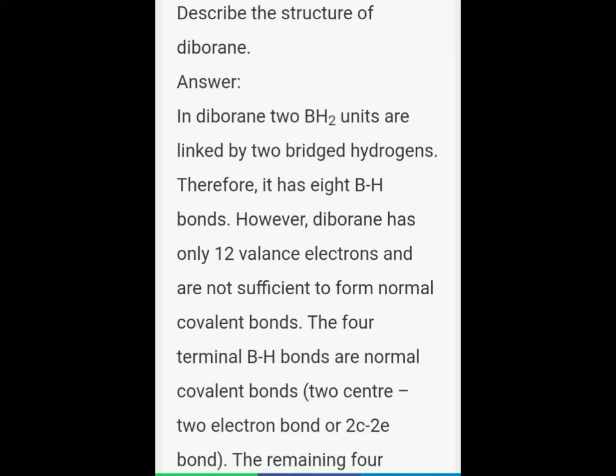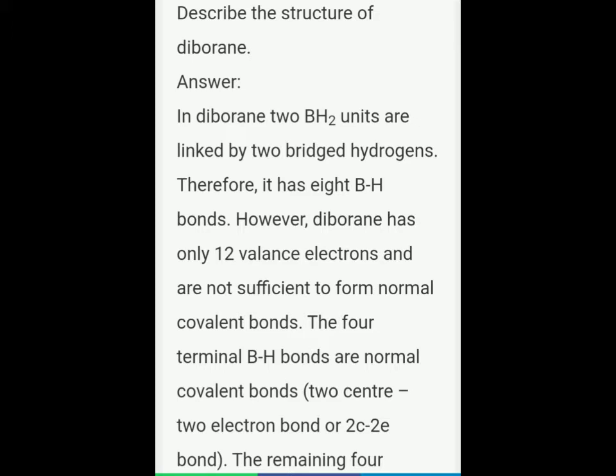So among the 6 hydrogen atoms, 2 hydrogen atoms are called bridging hydrogen atoms and 4 hydrogen atoms are called terminal hydrogen atoms. In diborane, 2 BH2 units are linked by 2 bridged hydrogens. Therefore it has 8 boron hydrogen bonds.